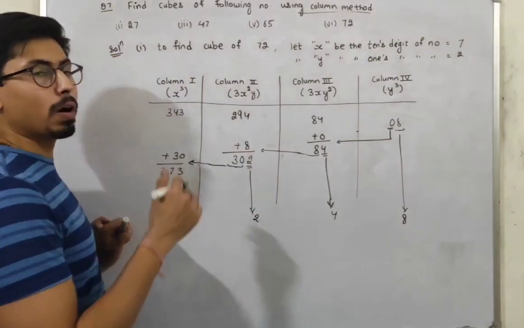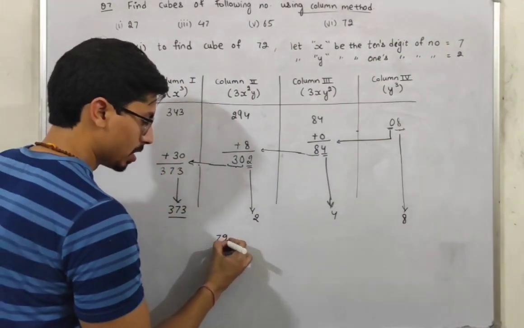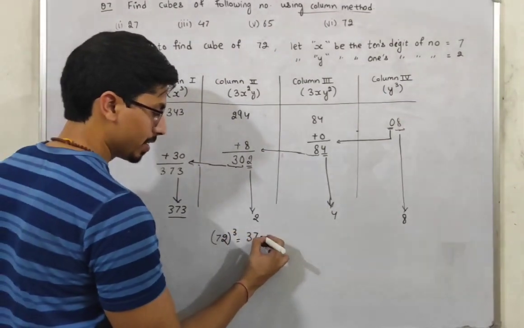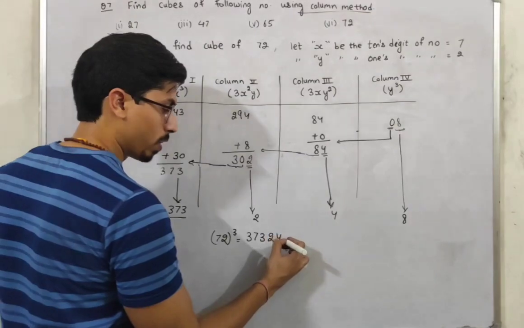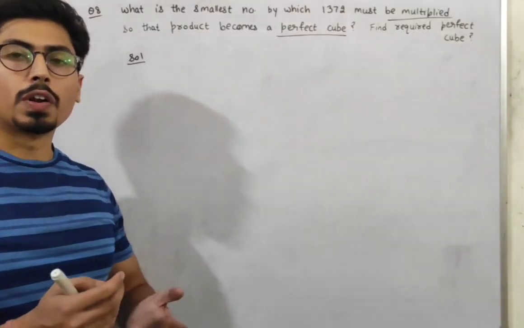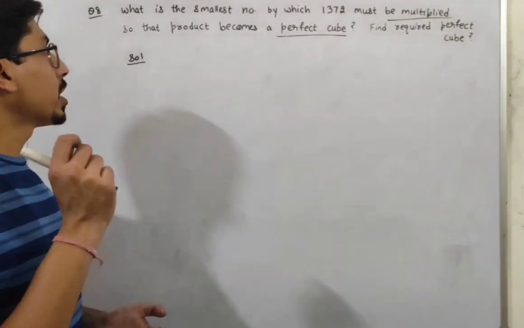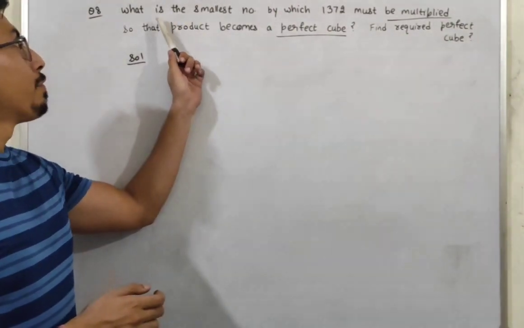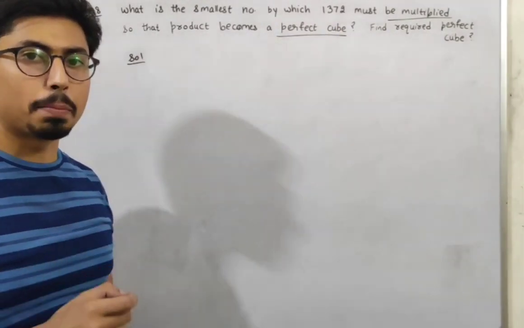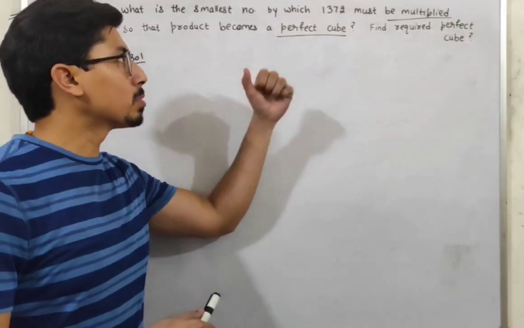Okay. So the cube of 72 is 373,248. Okay students. So moving forward to our last question, that is question number 8. See, what is the smallest number by which 1372 must be multiplied so that the product becomes a perfect cube?